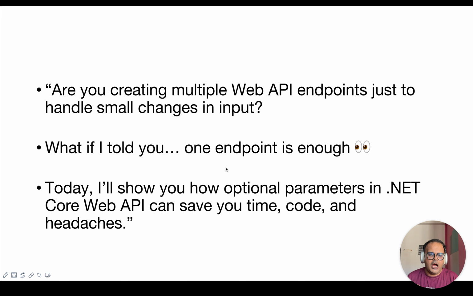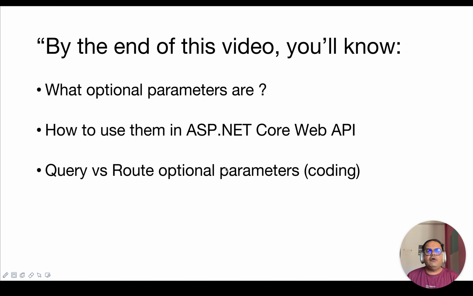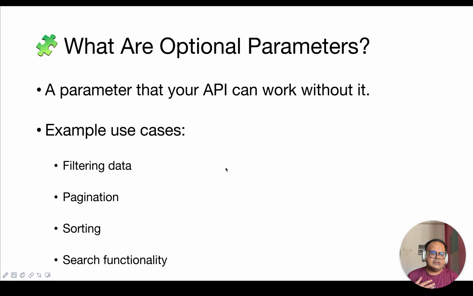Today, I will show you how optional parameters in .NET Core Web API can save your time, code, and headache. By the end of this video, you will know what optional parameters are, how to use them in ASP.NET Core Web API, and what the difference is between query optional parameters and route optional parameters. Okay, so let's start. What are optional parameters? A parameter that your API can work without. So if your parameter is not mandatory, not compulsory, it is called an optional parameter.